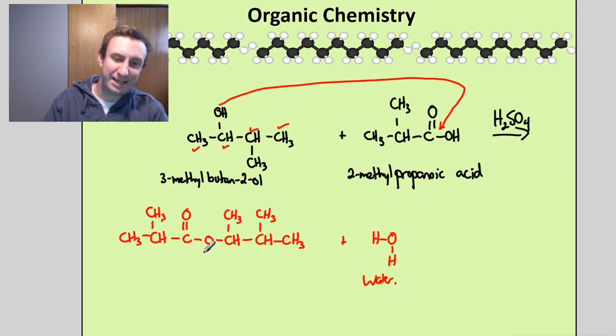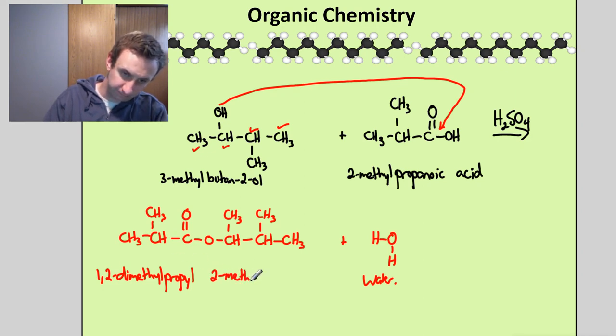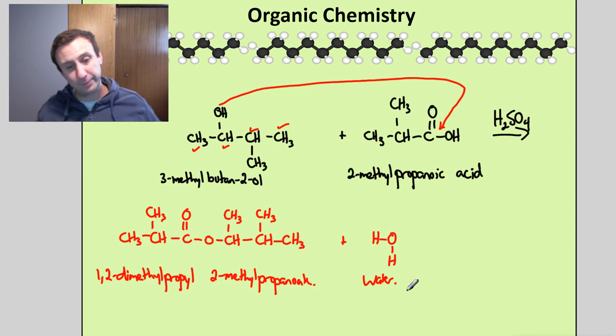All right, so now I got to name this beast, and it's quite the doozy. I have a methyl on carbon 1 and on carbon 2. So I have 1,2-dimethyl. And then this is 1, 2, 3 carbons long, so propyl. And then now I have 1, 2, 3. It's a 2-methyl, so 2-methyl propanoate. Okay, and that's my ester name.